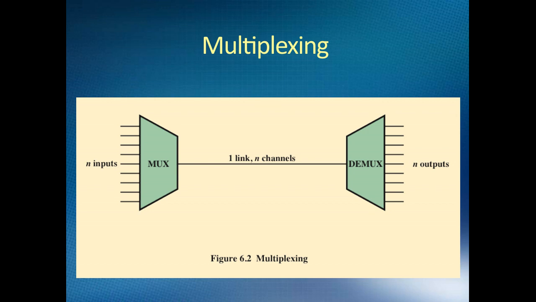So here we have multiplexing. N inputs, the multiplexer is here. This is the link divided into channels. Demultiplexer. By the way, multiplexer at the sender side, demultiplexer at the receiver side. Okay.